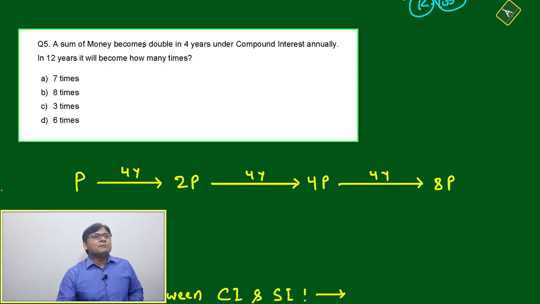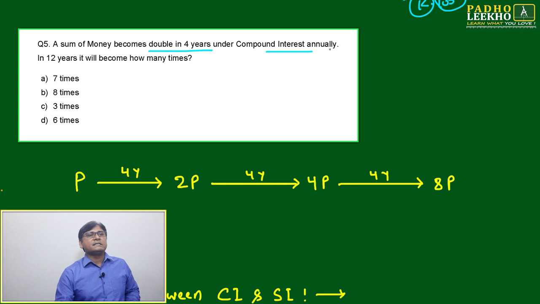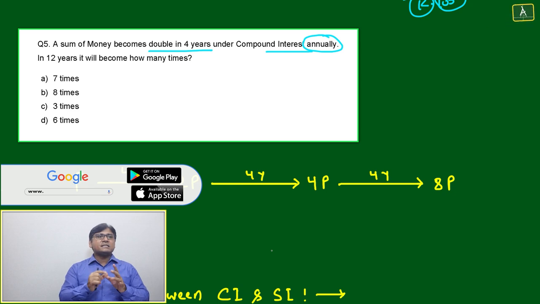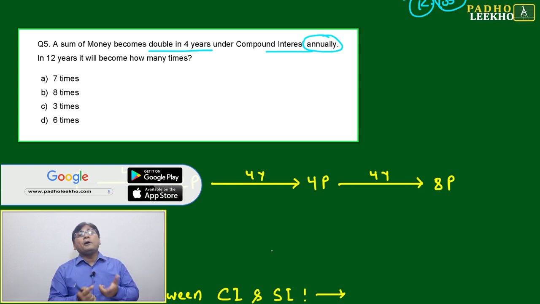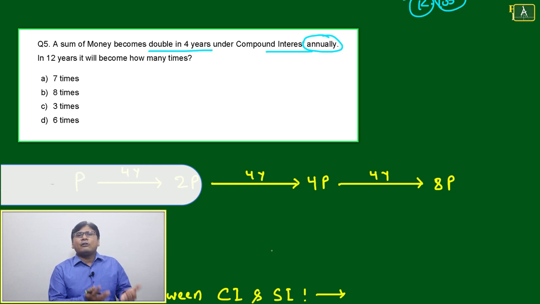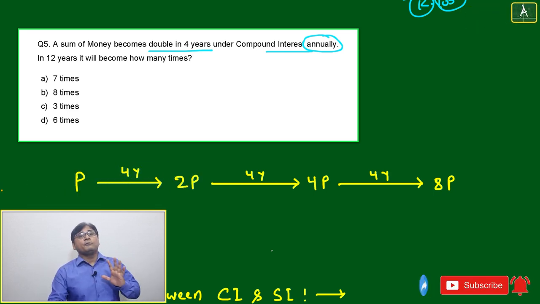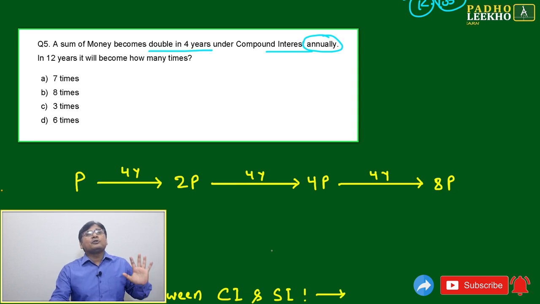The question: a sum of money becomes double in 4 years under compound interest annually. Be careful whenever you are reading a question related to SI and CI: number of years, rate of interest, and what is the compounding rate. It is annually, half yearly, quarterly, day wise, weekly, or monthly, whatever. This should be given in a confirmed way. If it is not given, we will not be able to calculate.